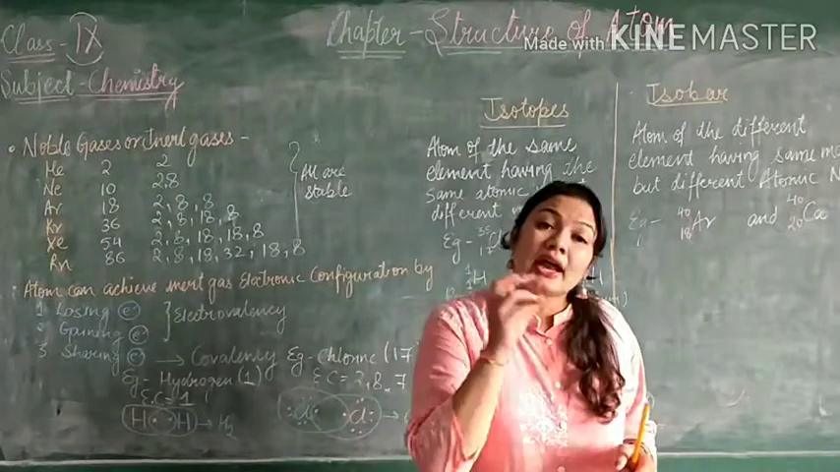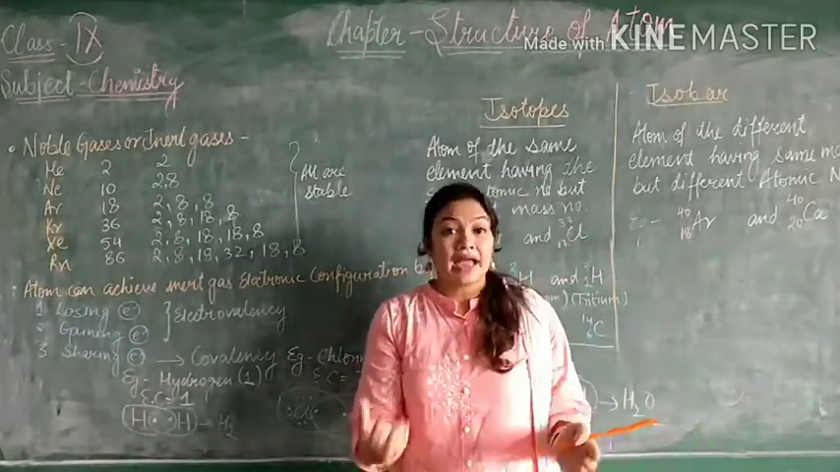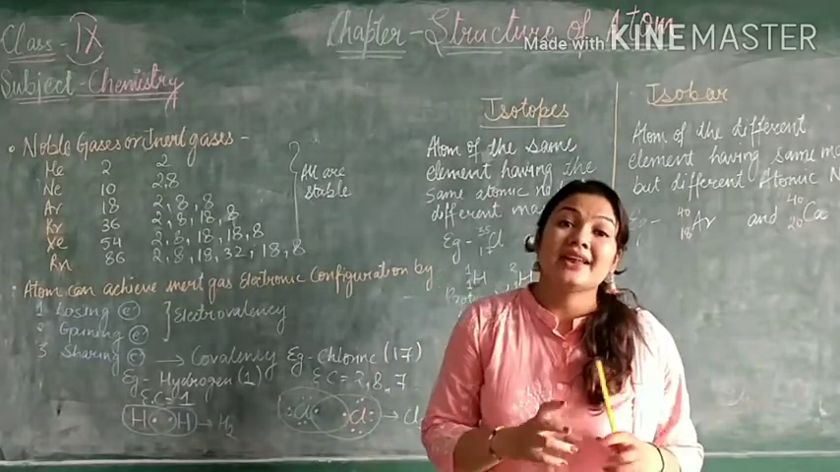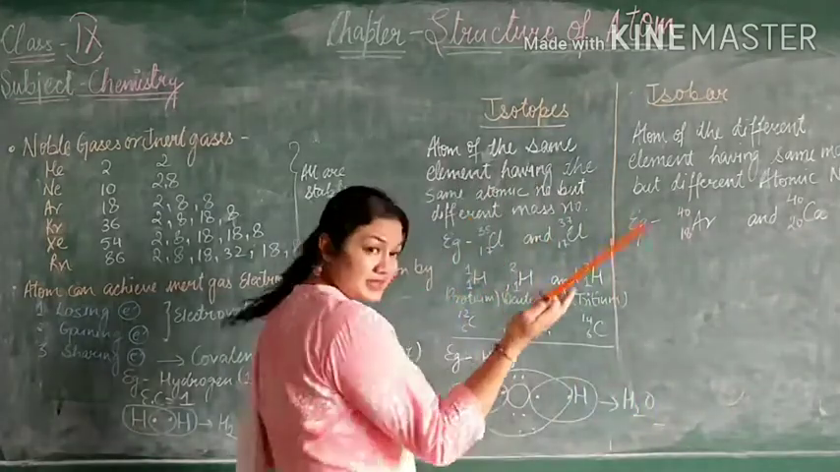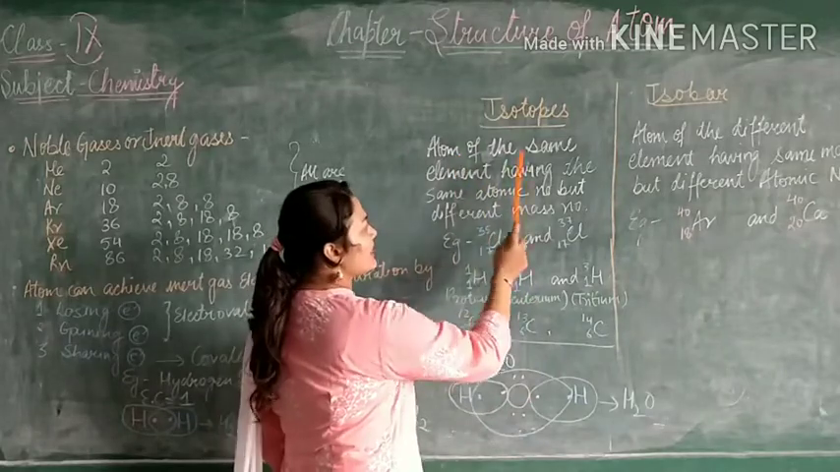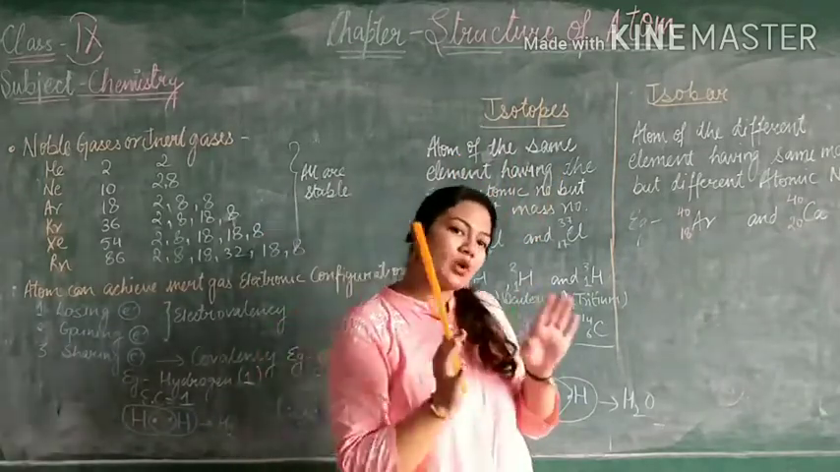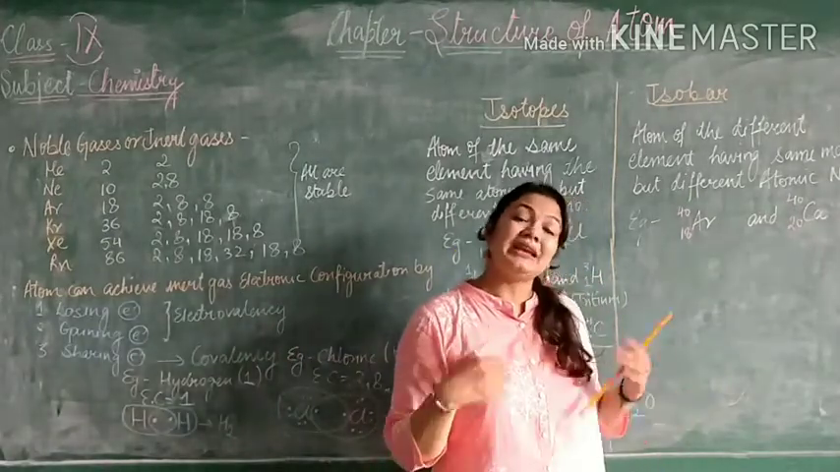But it was found later on that there are many atoms of the same element, but they have the same atomic number and different mass number. So in isotopes, atoms of the same element have the same atomic number but different mass number. See, the atomic number is the same but the mass number is different. That means the properties will be different.